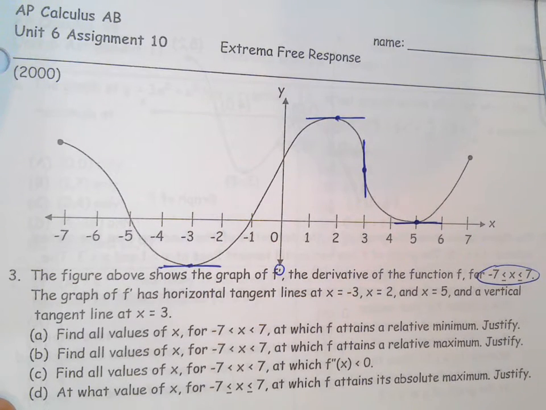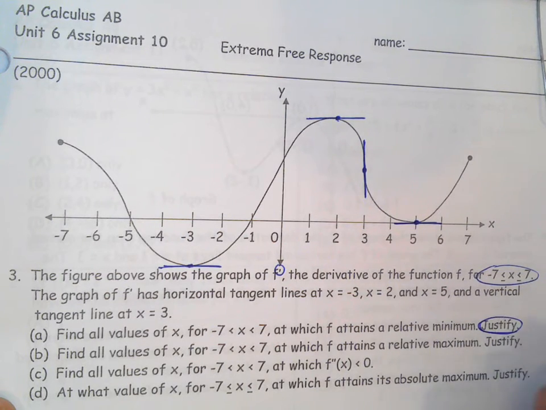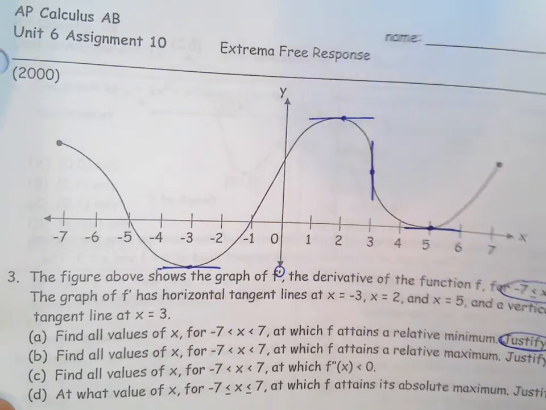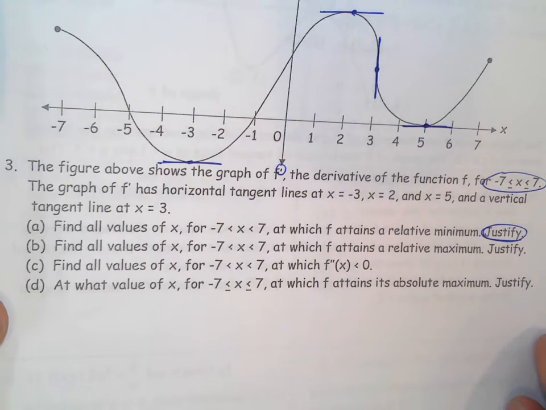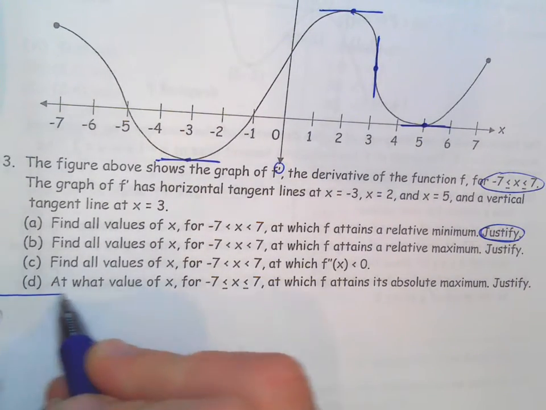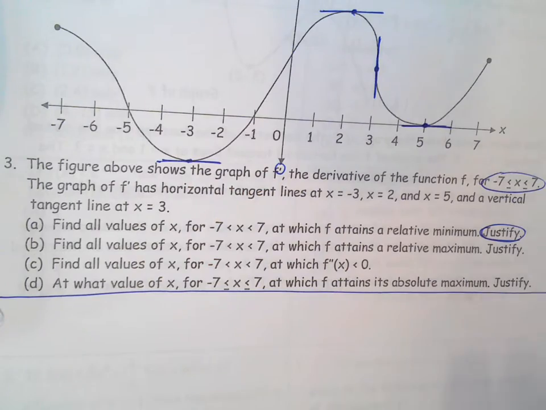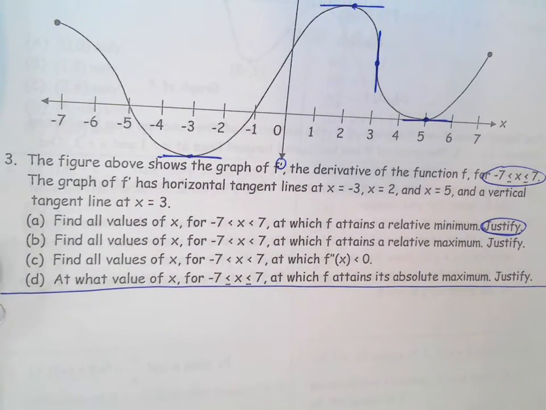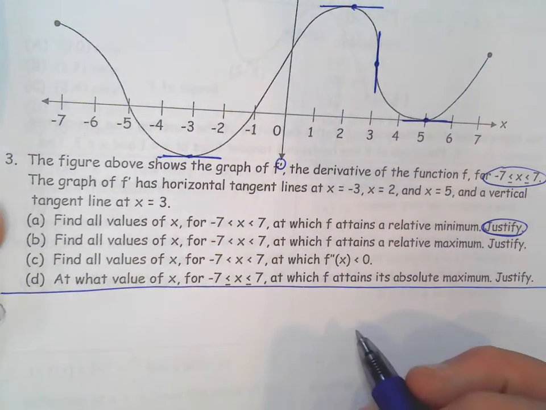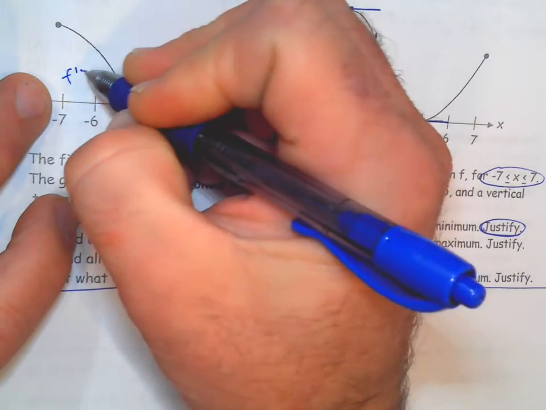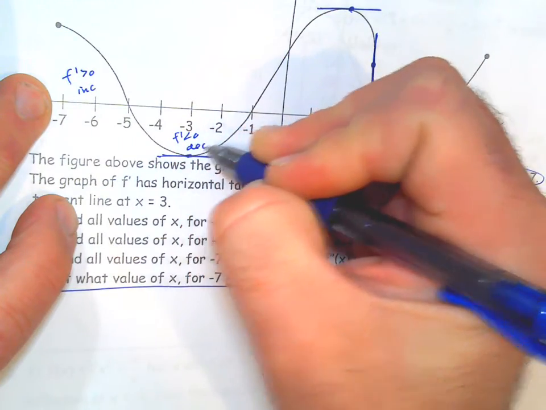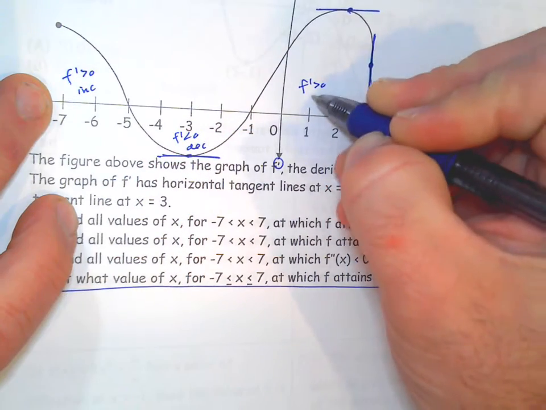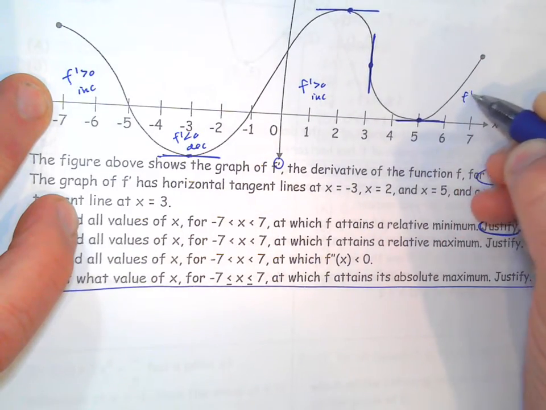Find all the values of x, negative 7 to 7, at which f attains a relative minimum, and justify. So we have to find relative minimums, and we have to justify the answers. Most likely we're going to justify relative mins and maxes with the first derivative test for relative extrema, and we're going to have to write it out. There's not really a lot of calculations or work to show on this. So, I'd first go through here and say, all right, f prime is positive, it's increasing; f prime is negative, it's decreasing; f prime is positive, it's increasing; f prime is positive, it's increasing.